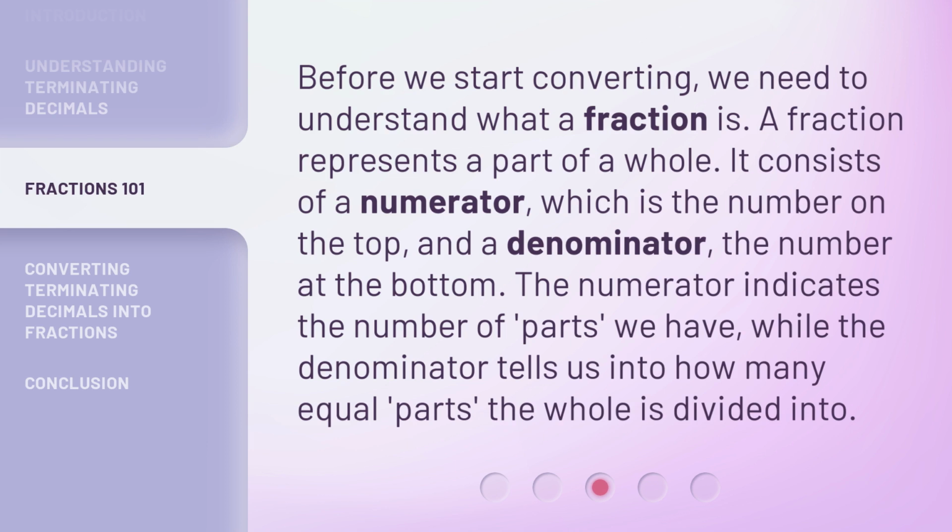Before we start converting, we need to understand what a fraction is. A fraction represents a part of a whole. It consists of a numerator, which is the number on the top, and a denominator, the number at the bottom. The numerator indicates the number of parts we have, while the denominator tells us into how many equal parts the whole is divided.